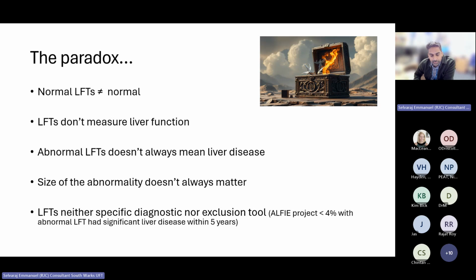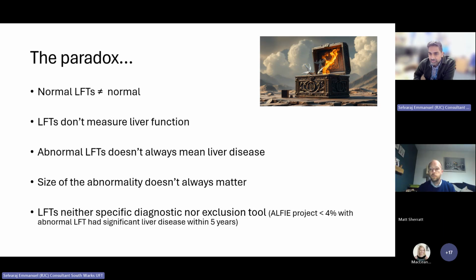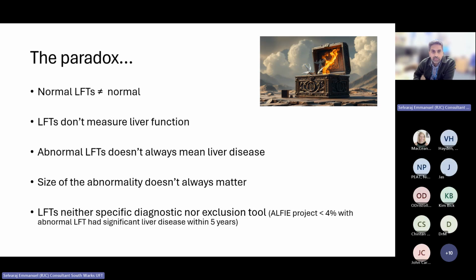The ALFI project was done up north in Tayside in Scotland, where they looked at over 25,000 patients, and less than 4% of those who had abnormal LFTs actually had significant liver disease within 5 years. So a lot of work for very little gain. So it's about targeting who we need to put our efforts on and who we think can wait, essentially.